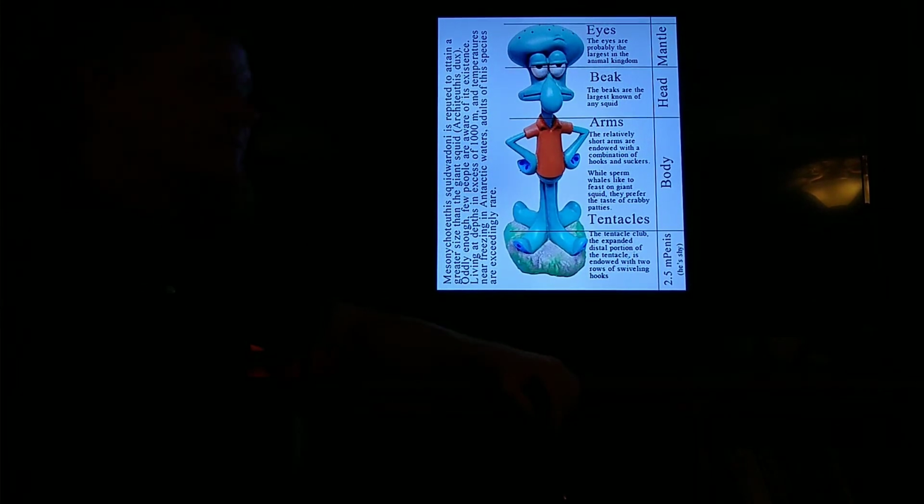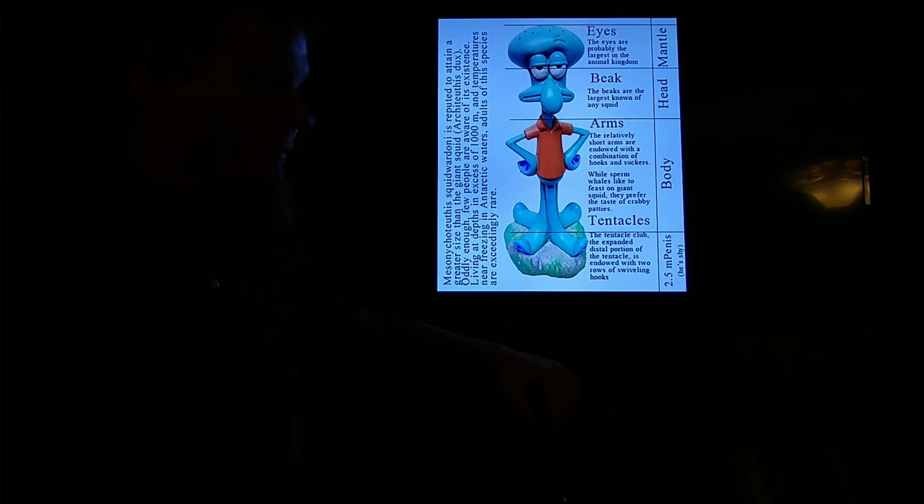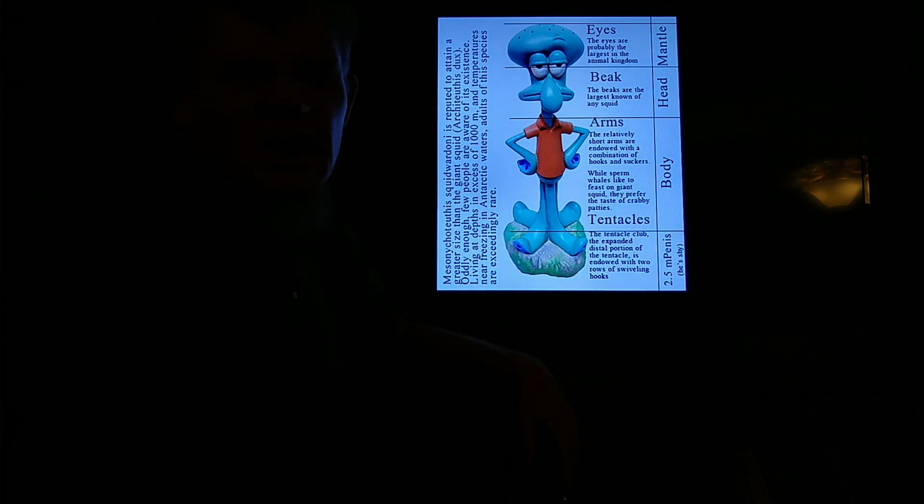Here we see a breakdown of everyone's favorite squid. Wait, Squidward is not a squid. Squidward is an octopus. Actually, Squidward isn't an octopus, because what does octo mean? It means 8. And how many appendages does Squidward have? 1, 2, 3, 4, 5, 6. Squidward is a hexapus. Squidward ain't a squid.